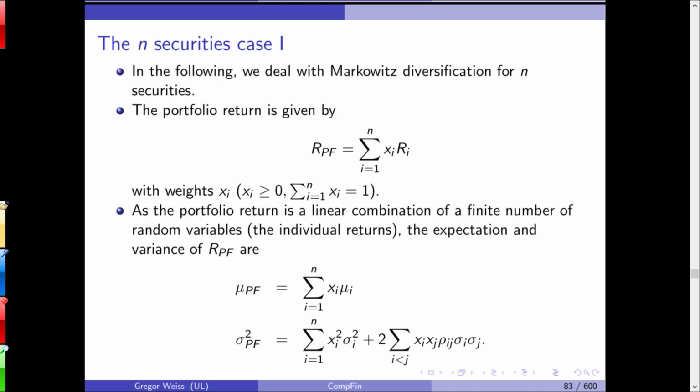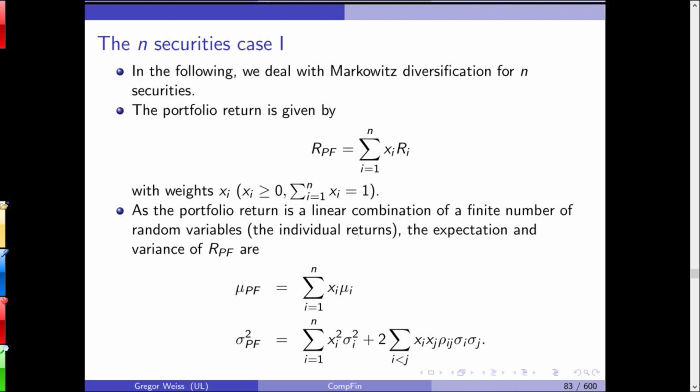Okay. This was the two security case. Now let's generalize this to n securities, 10, 12, 15 stocks.